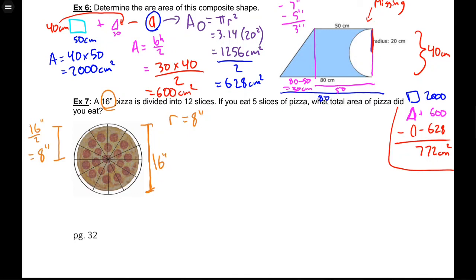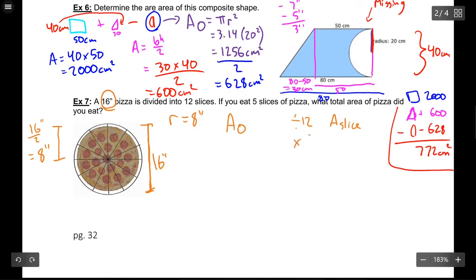Now this question says the pizza is divided into 12 slices. If you eat 5 slices of pizza, what total area of pizza did you eat? So we're going to take our area of the full circle, divide it by 12 to get the area of a slice, and then you eat 5 slices, so we are going to multiply by 5 in the end. That's our strategy. Get the area of the whole pizza, divide by 12 to get the area of a slice, and then multiply by the number of slices you ate.